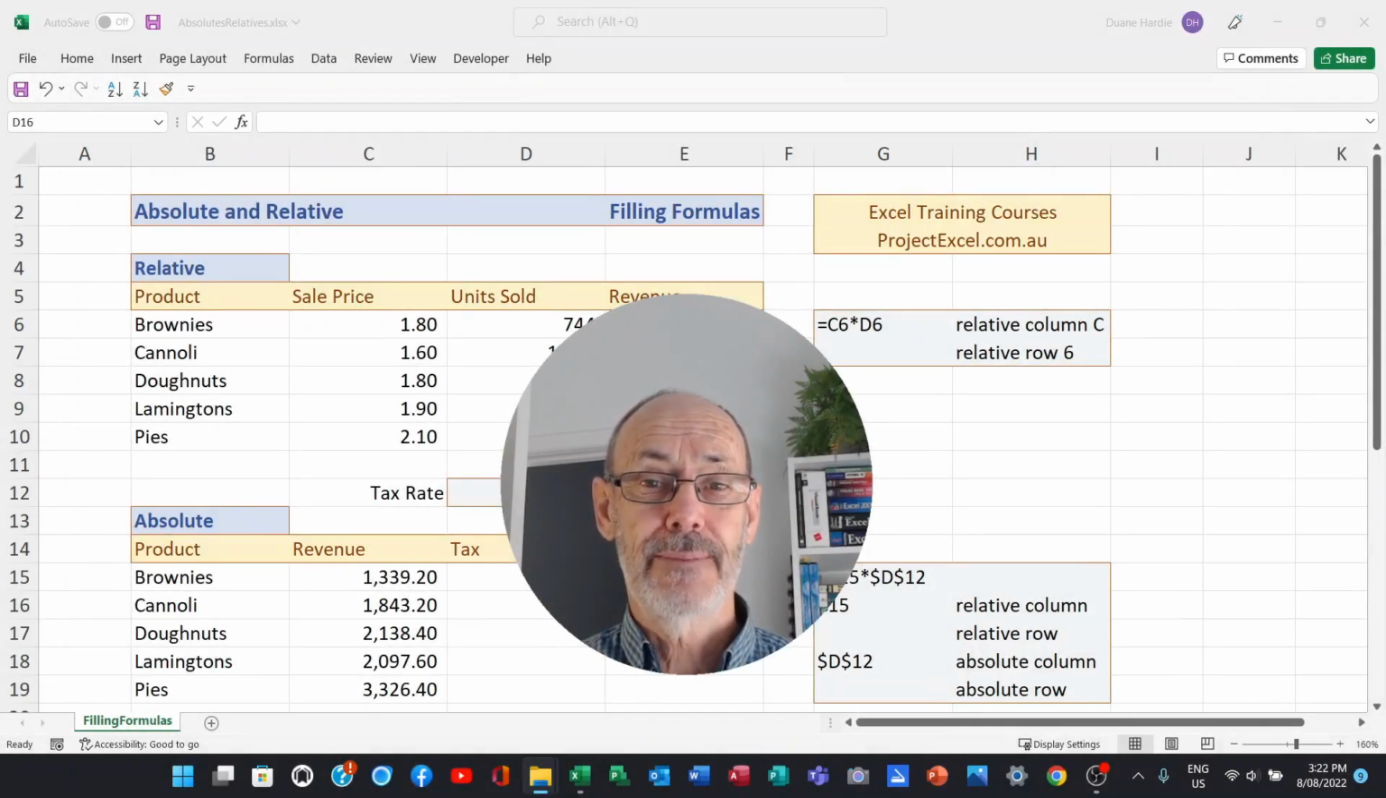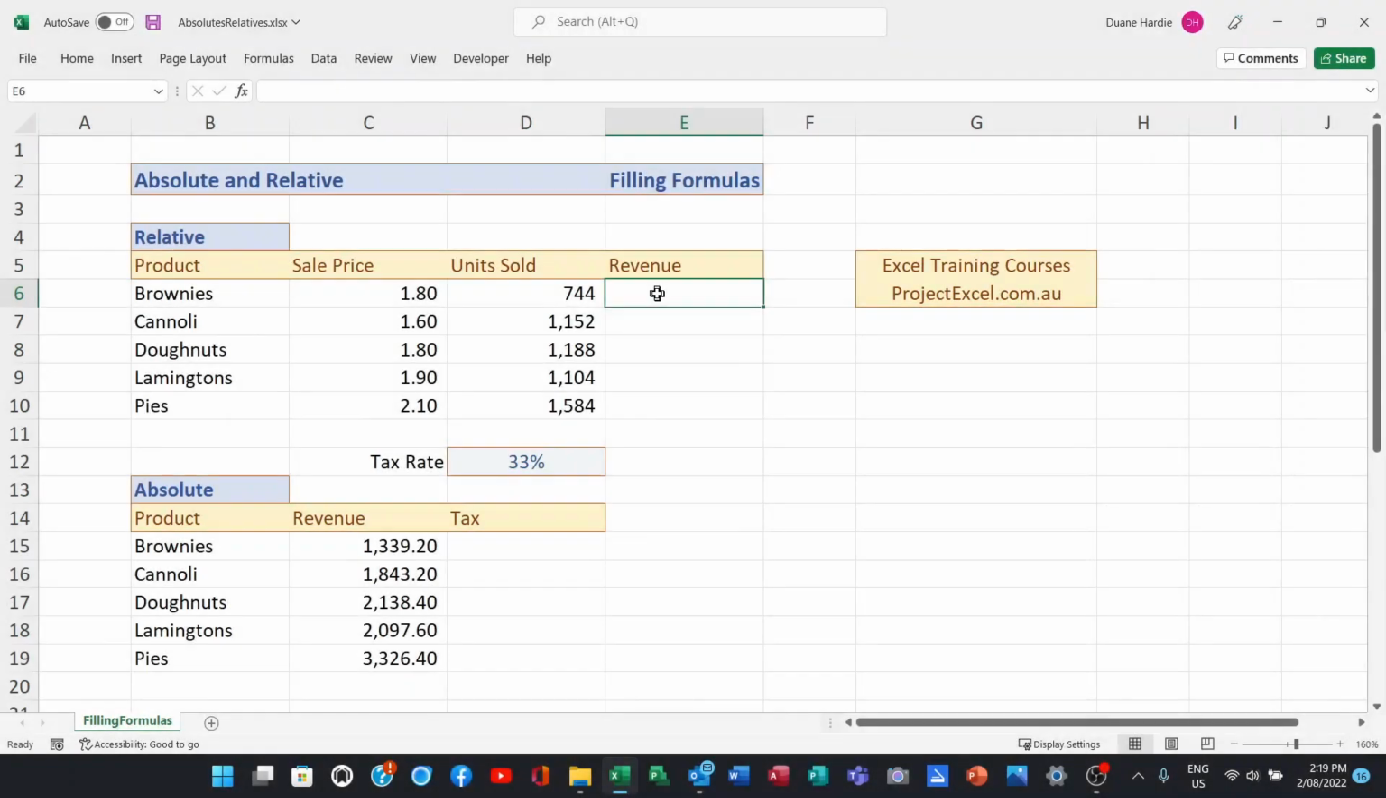Today we're looking at absolute and relative references. The first reference type we're going to look at is relative. In E6 I'm typing in a formula here: equals C6 multiplied by D6. So we're multiplying the sale price by the units sold. I'm clicking in that cell, picking up the autofill handle and filling it down.